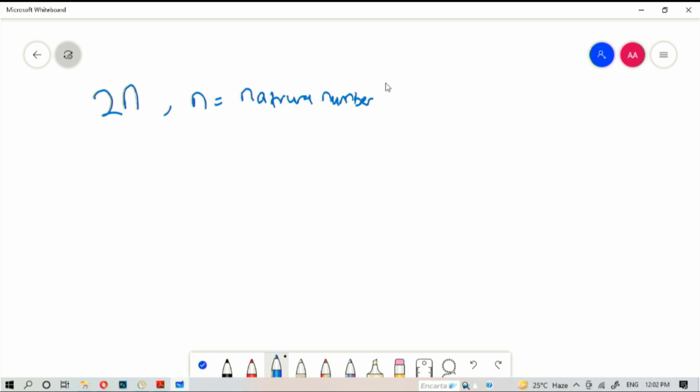Of course, what are natural numbers? We know that natural numbers are 1, 2, 3. So if I can write any number in the form 2n, that is 2 multiplied by any natural number, then such a number is said to be even.